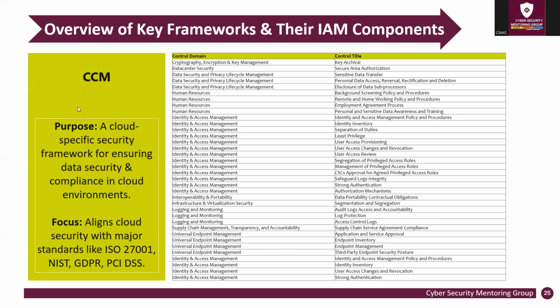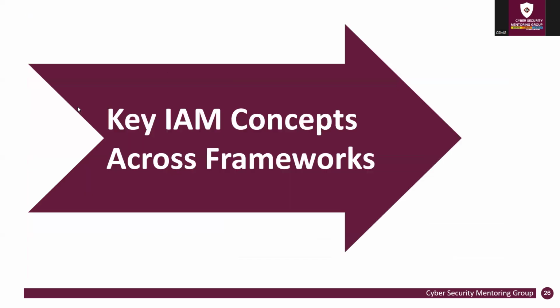So you'll find identity in human resources. You find it in data security and lifecycle management. You find it in identity and access management. You find it in logging, and you find it in endpoint management. As you search for user identity with that keyword, you'll find it almost everywhere. Now, what are the key IAM concepts across the frameworks?